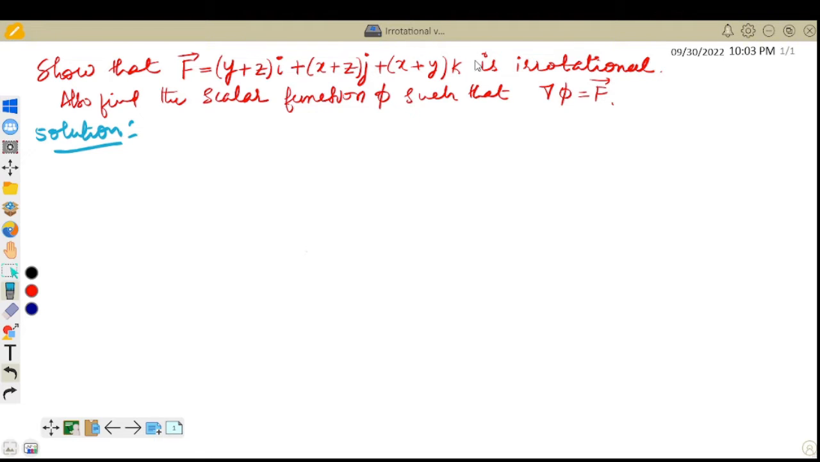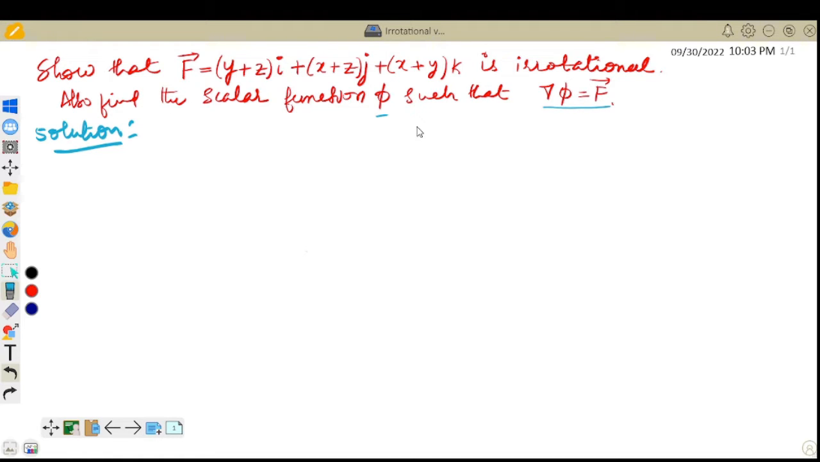In this video, we are going to discuss an example based on irrotational vector. Show that the given vector is irrotational and also find the scalar function phi such that del phi is equal to vector f. So by considering this equation, we have to find out phi value.